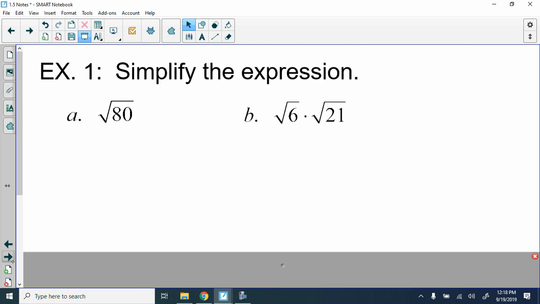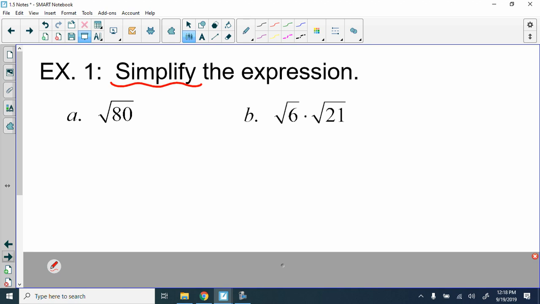So example 1 is just reviewing Algebra 1 stuff because we didn't use it a ton in Algebra 1. You might use it again in geometry, but we used to use it in geometry. I'm not sure if you do anymore. Hopefully you do, but simplifying these expressions. So the simplify, that's our key word here. We're trying to get it as simple as we possibly can.